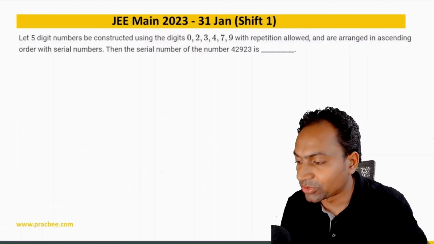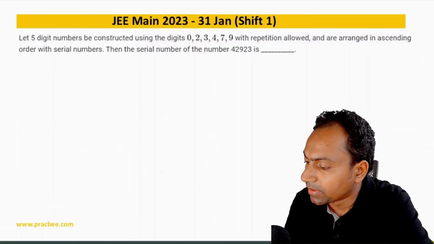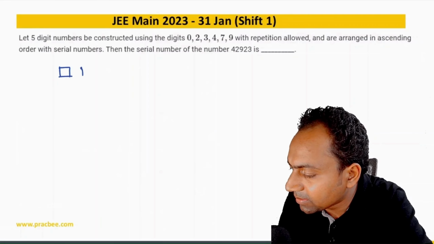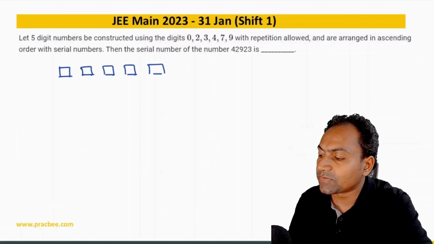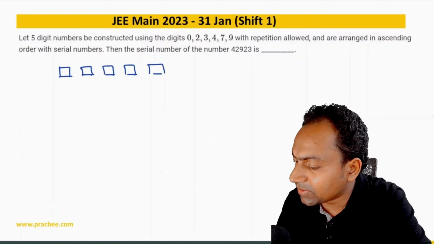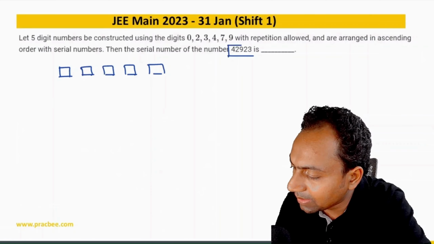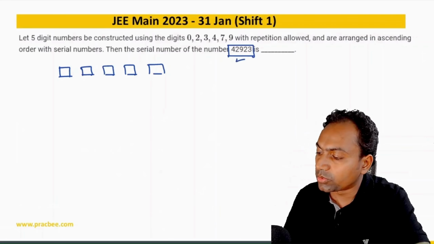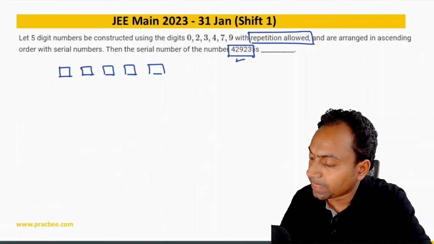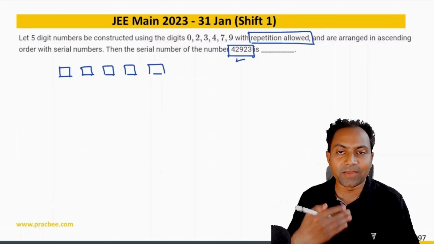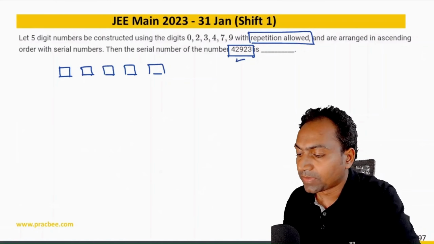Now this 2023 question was extremely intelligent and interesting. In this question, they are asking us to make a 5-digit number. And in this 5-digit number, what they're saying is we need to arrange all the 5-digit numbers in such a manner that, and tell us at what position this number 42923 will come. The repetition of digits is allowed. So this is kind of a question of rank, but given in terms of numbers, and repetition is allowed. That is a very interesting point that the question maker has made.